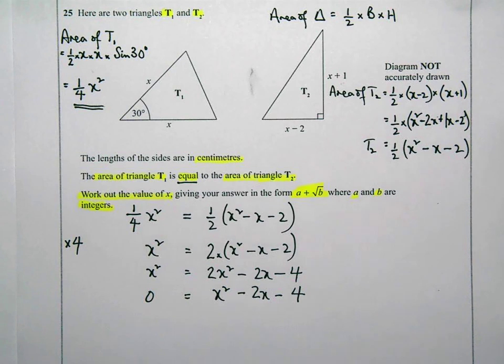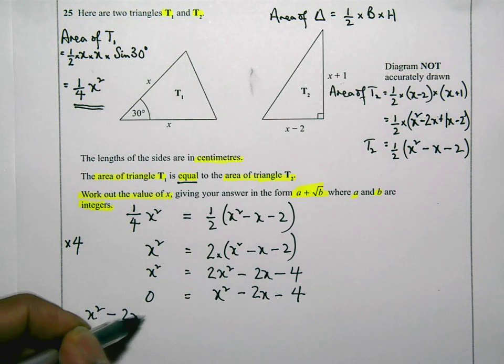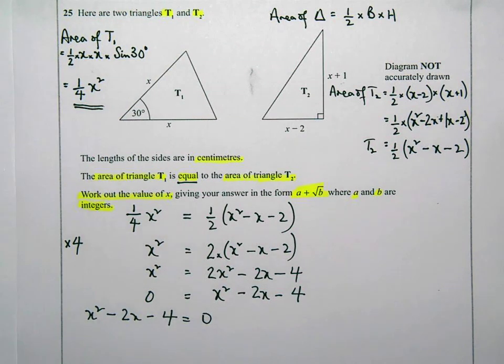And now I'm just going to swap sides so I could see it as normal. So I'll have x squared minus 2x minus 4 equals 0. That's my standard quadratic equation which I want to solve. I'm going to move this up a bit because I'll need to use the space further down.